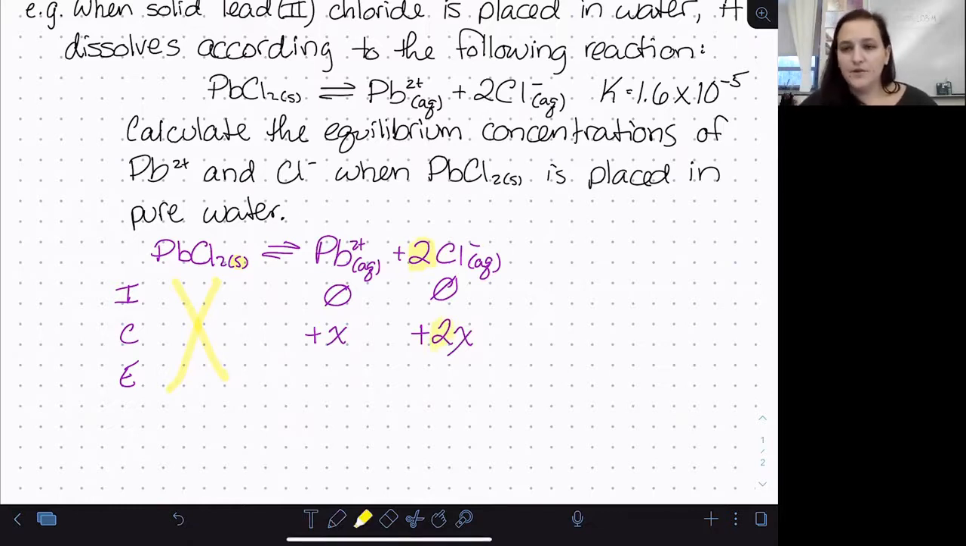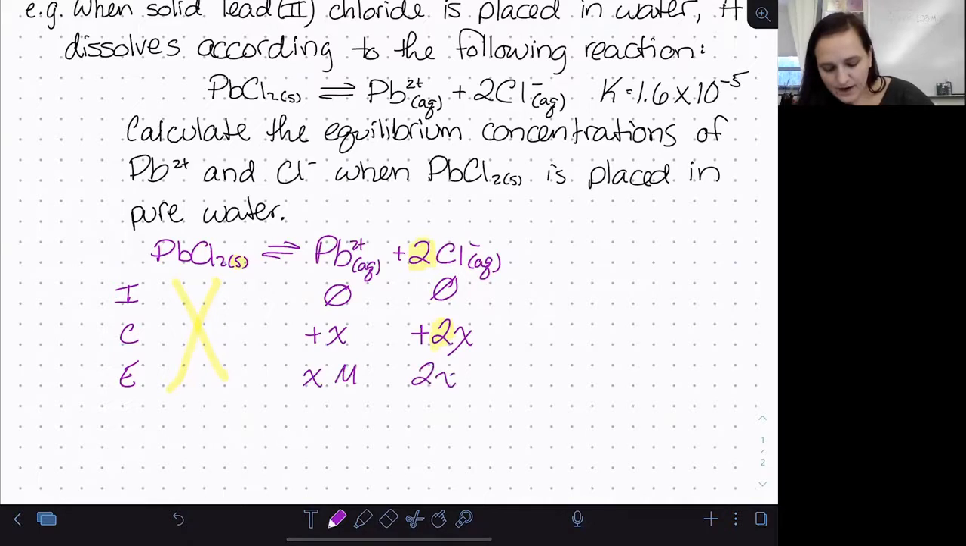And thanks to that coefficient of 2 in front of chloride, for every X molar lead we produce, 2X molar chloride will be produced. So that means at equilibrium, we will have a concentration of X for lead and 2X for chloride.